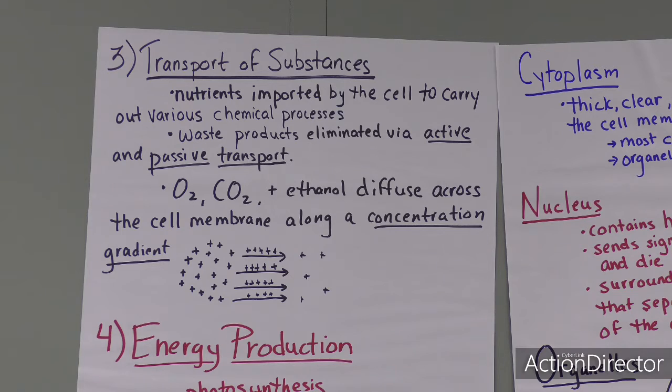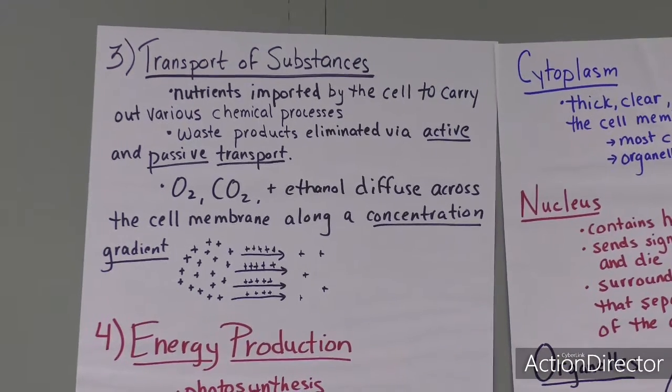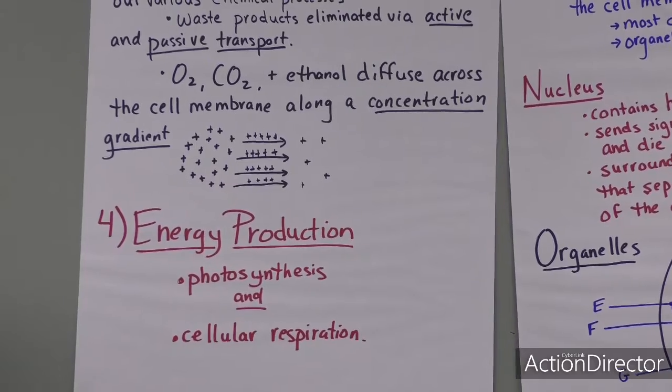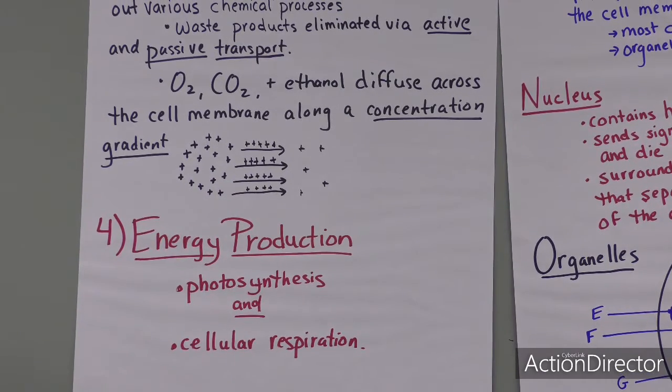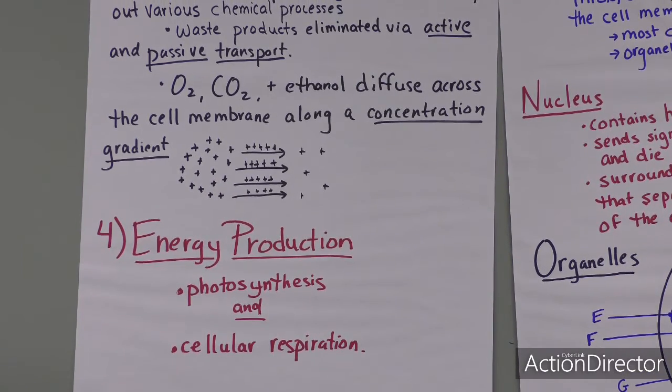And the last thing is energy production. The 2 types of energy we look at is photosynthesis, right? Photosynthesis gives us glucose, and that's sugar, and that's energy that that plant needs, right? And we need it too. And cellular respiration is what you do. You break down the sugar to make energy for your body.